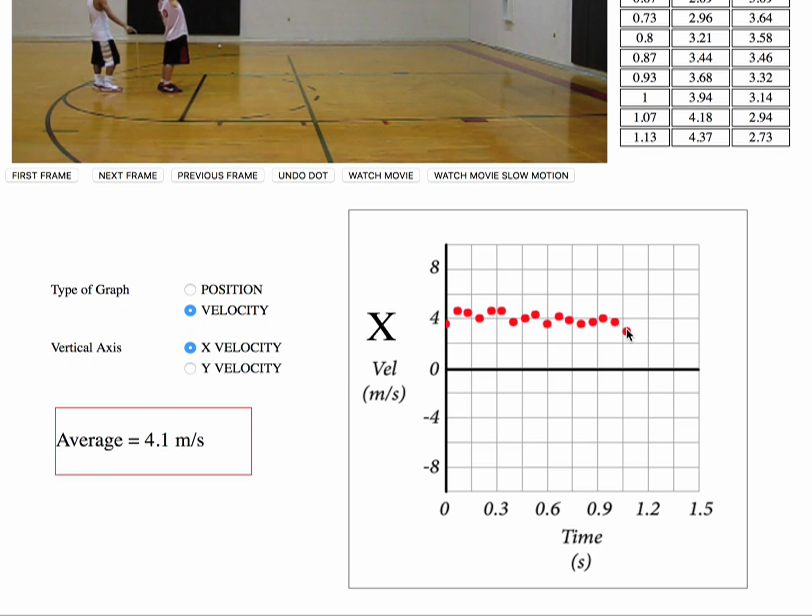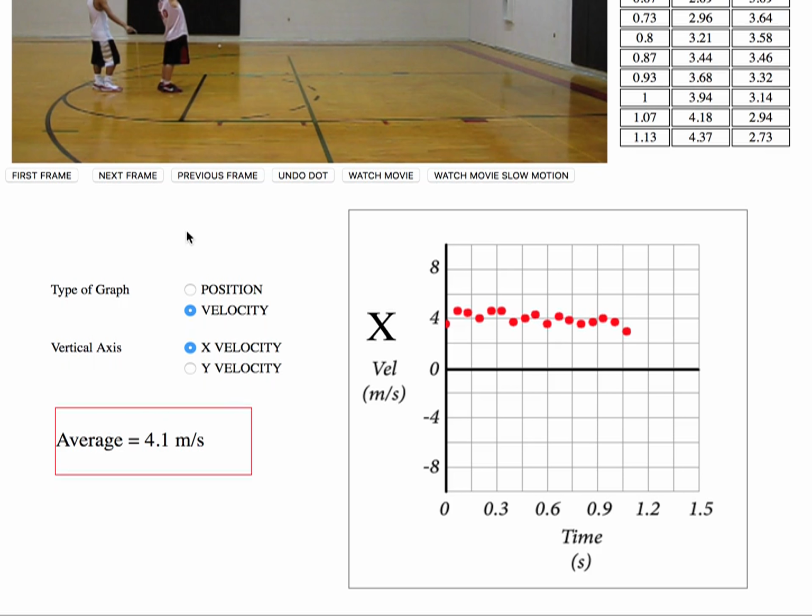The computer is actually calculating the average for us. If I look in this box, it's telling me that the average value was 4.1. Please write this number down near your graph so that you don't forget it. So the average velocity in the x dimension was 4.1 meters per second. Now that's telling us something important about the basketball, and you're going to have to identify what that is when you do data analysis.